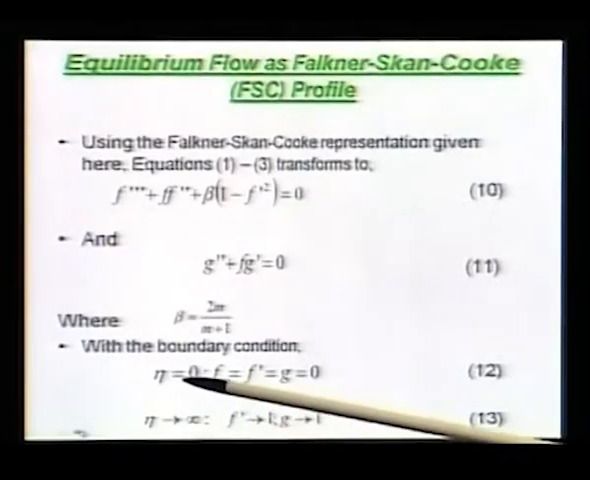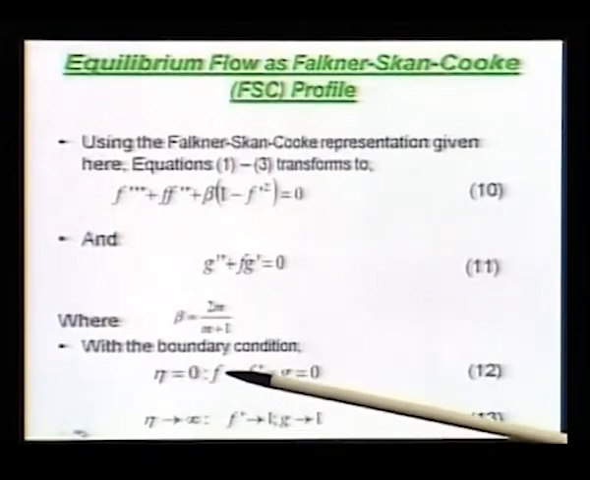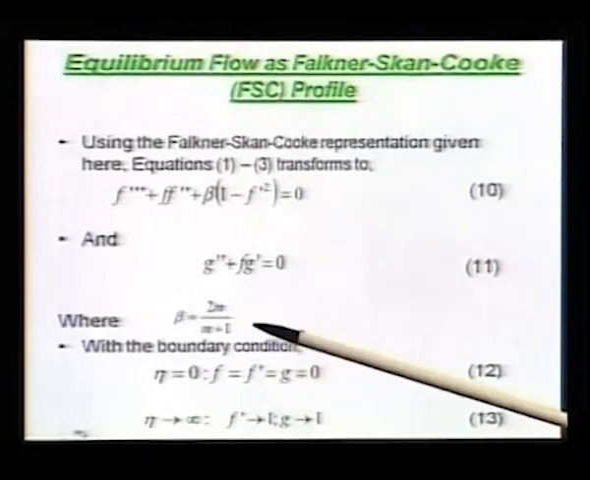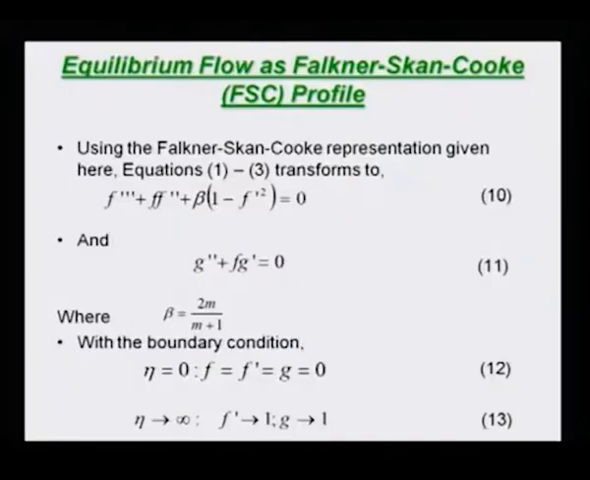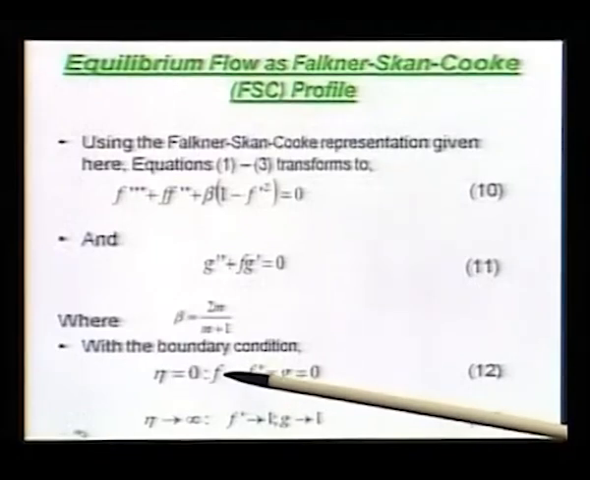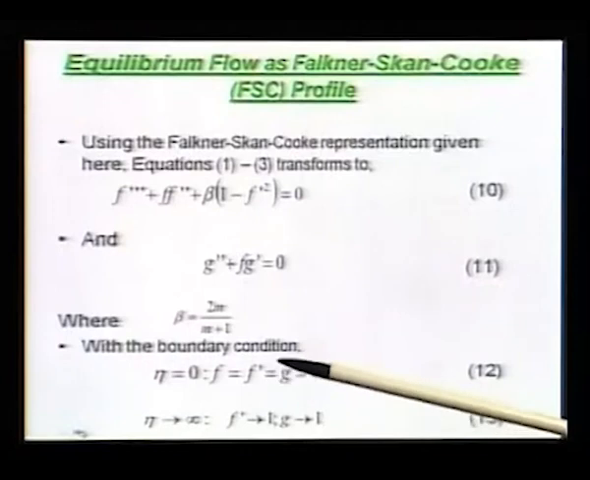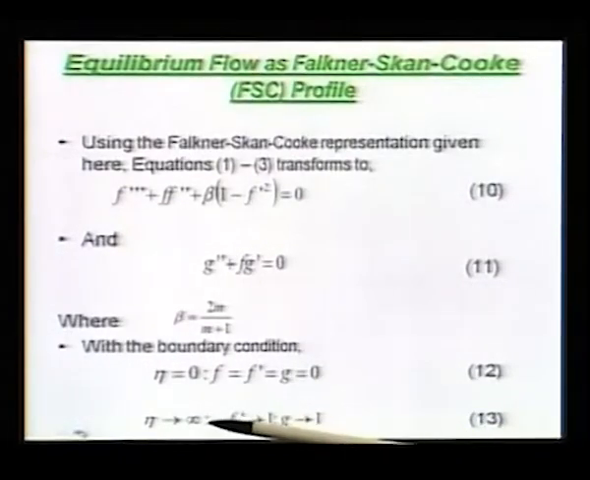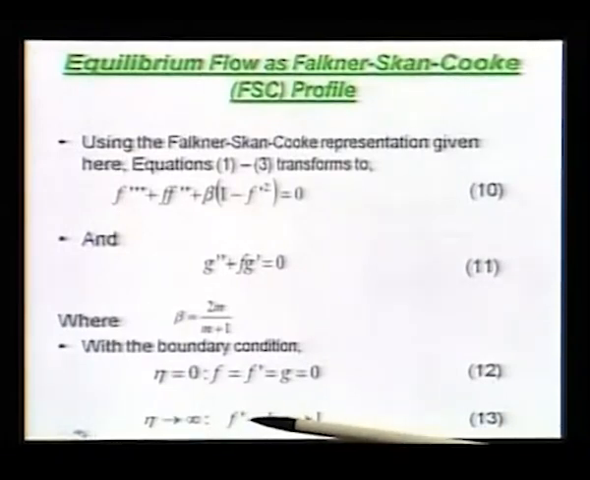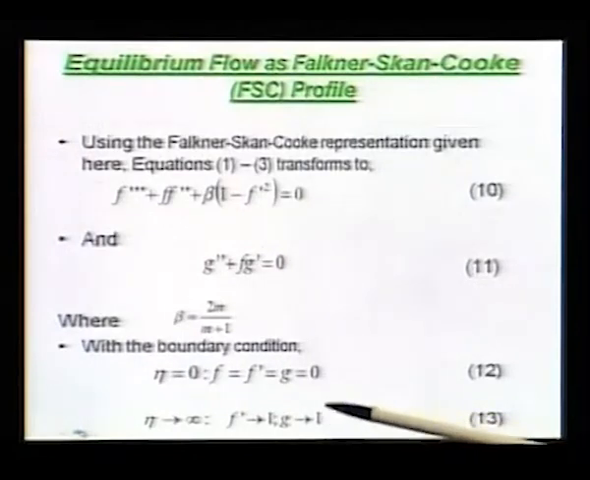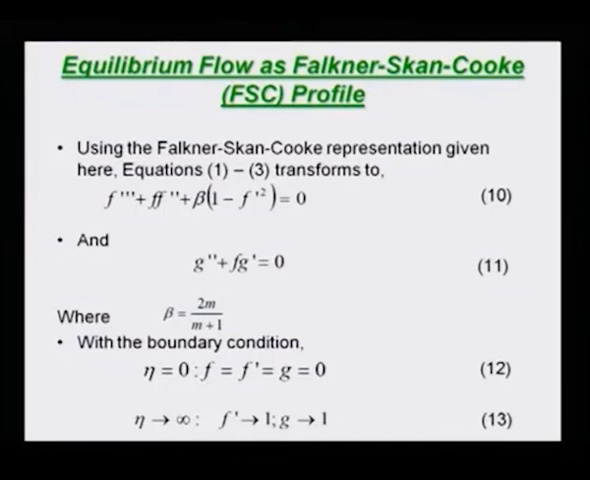These 5 conditions are obtained through this. At the wall, you have psi equal to 0, psi prime equal to 0 with respect to x and y. They are 0, so that translates into f and f prime equal to 0. And similarly, the w component is 0. That gives you directly g equal to 0, isn't it? And then when you go to the edge of the shear layer, the streamwise component reaches a value of 1. The spanwise component reaches that constant value. That's it. So both of them, f prime and g, approach 1.